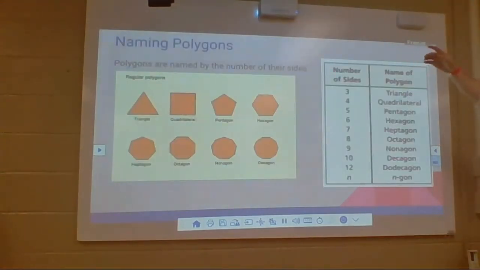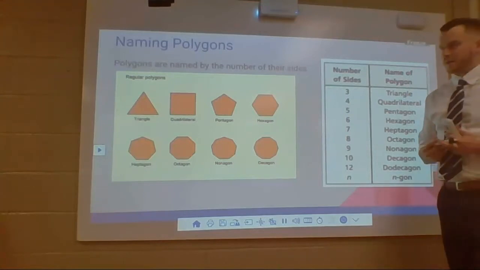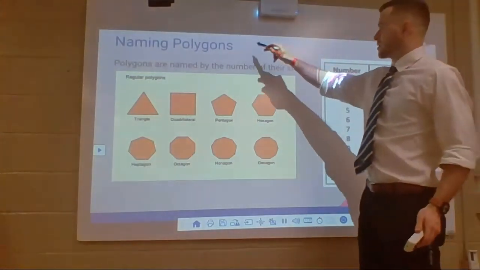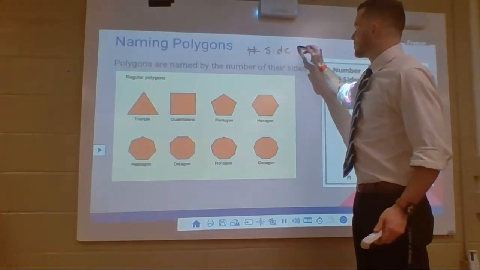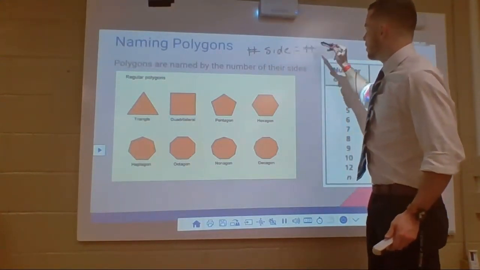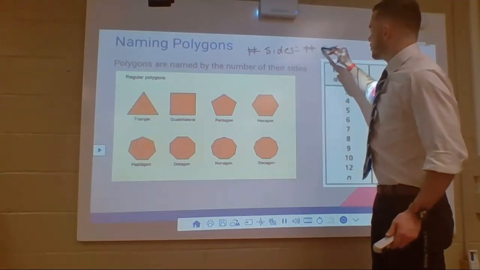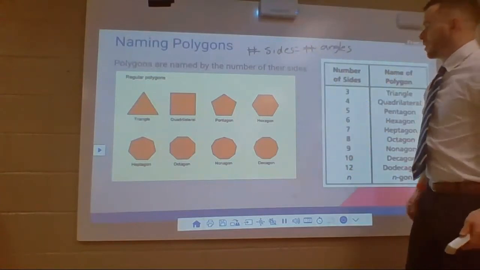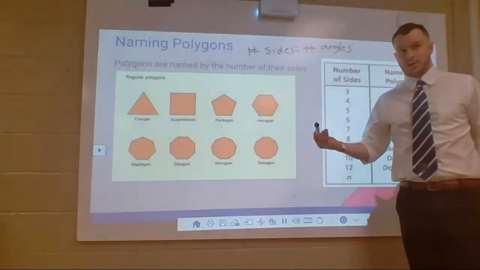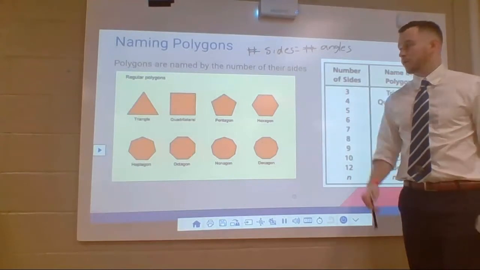So we name polygons by their number of sides. Now, you might want to make a note of this. The number of sides is equal to the number of angles. So the number of sides is going to be equal to the number of angles. So a triangle has three sides, right? It also has three angles, triangle.